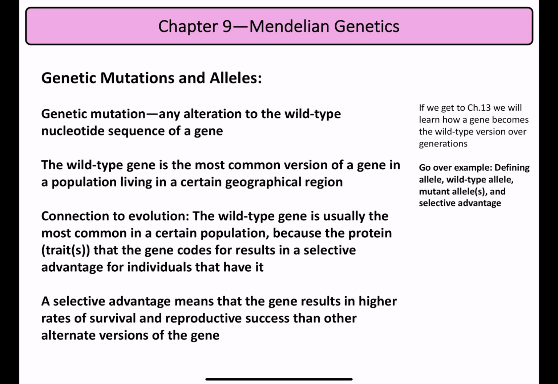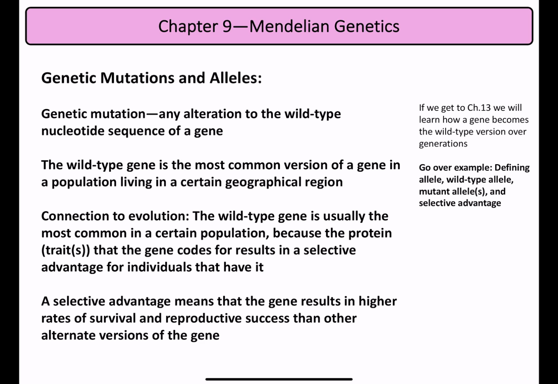So we want to ask ourselves, why is one version of a gene more common in a population than other versions? And that really hits on evolution and how harsh the environment is in the wild. So the reason the wild type version of a gene is the most common is because that gene gives organisms what we call a selective advantage, meaning it allows them to survive and reproduce at higher rates than individuals that have other alternate versions of that gene.